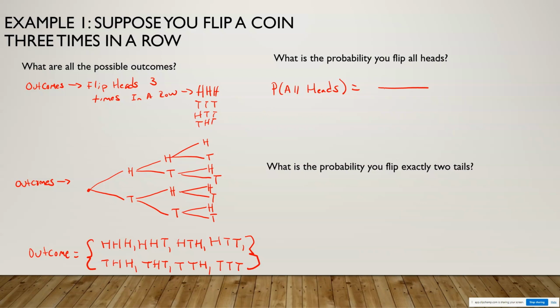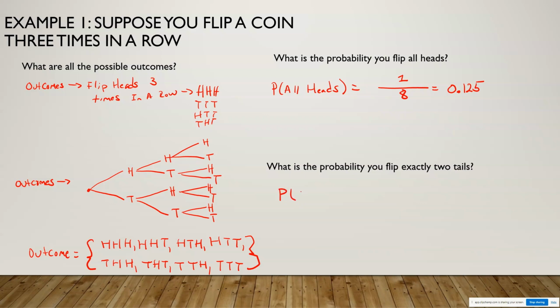Well, it's the number of ways you can flip all heads. So let's look at our outcomes. There's only one way I can get all heads. And how many total outcomes are there? There are 8. So this would be 1 out of 8. I'm going to show this as a fraction, or you can plug this in your calculator and it would become 0.125. Okay, so that's the probability. It should be noted that probabilities are always going to be between 0 and 1 inclusive, which that is, so it works out perfectly.